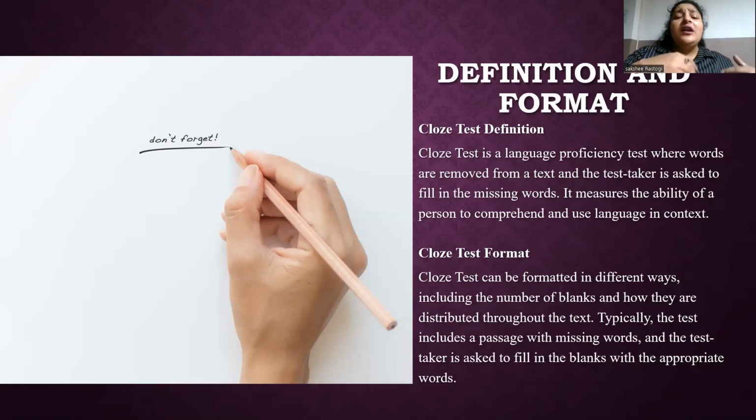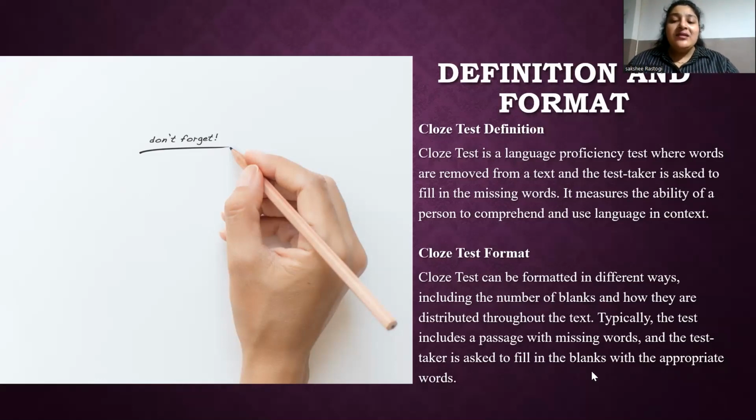You can also define the closed test in the different types of reading comprehension and language skills, which evaluates vocabulary, grammar, syntax, and fluency, and it also provides a comprehensive and contextualized assessment of language proficiency. So the closed test is a widely used assessment tool in language teaching, learning, and research studies, offering a practical and effective way to evaluate language skills in a realistic and contextualized manner.